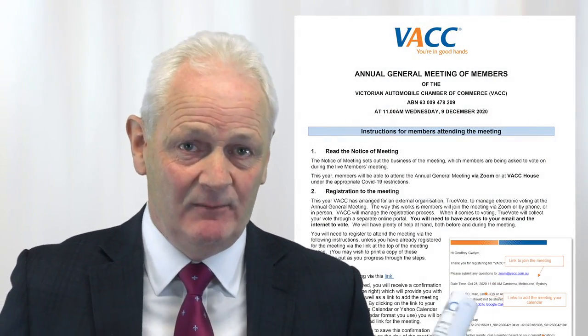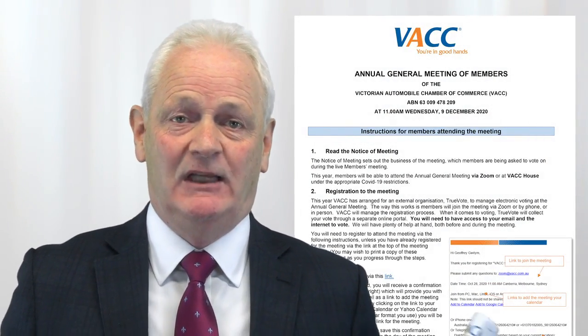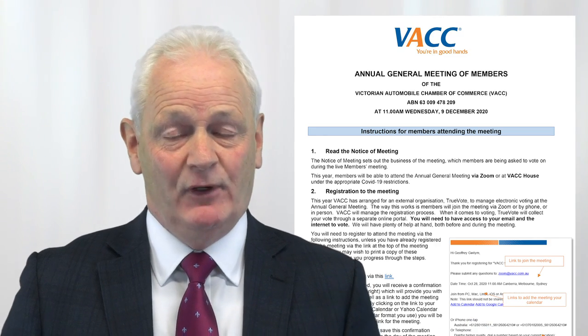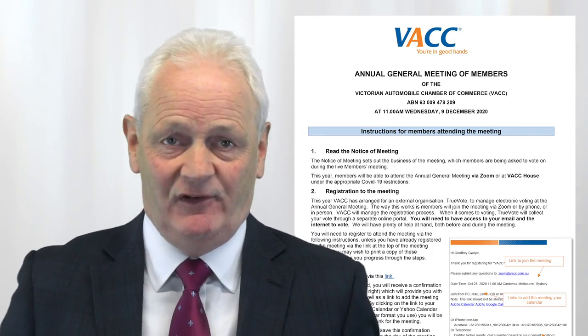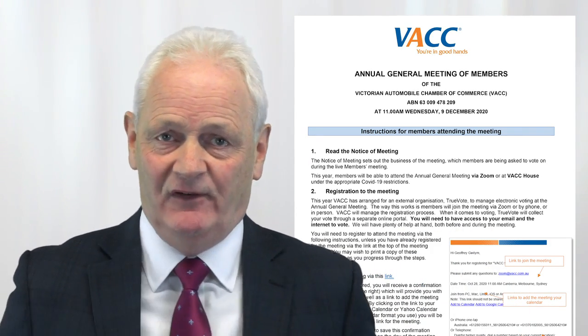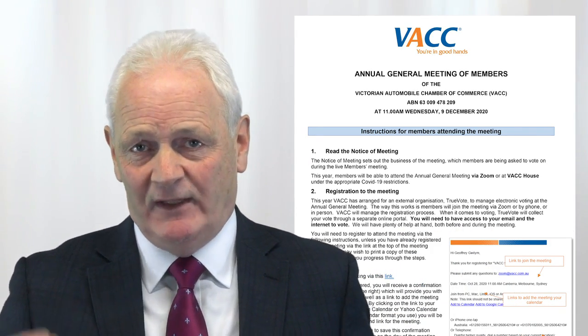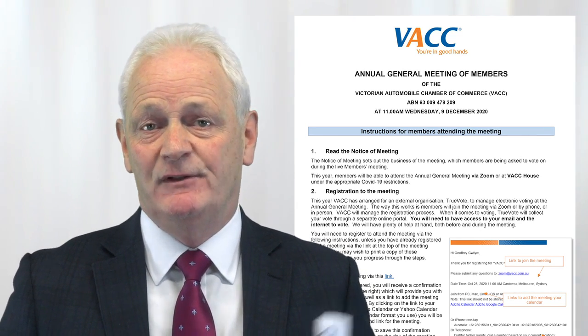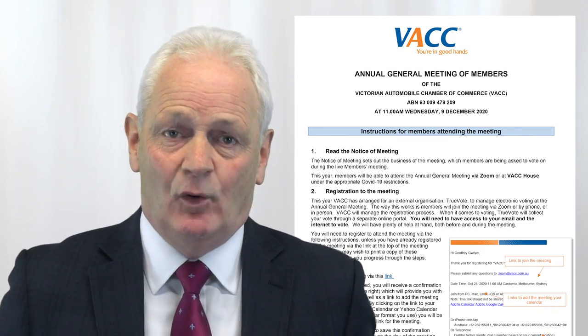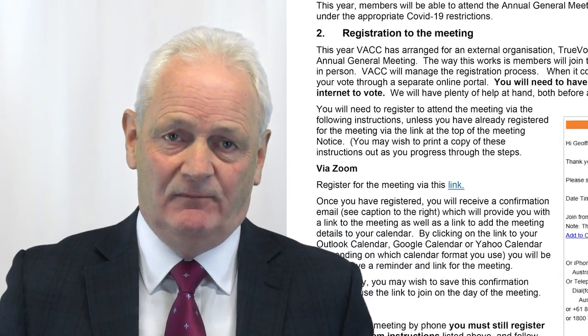So now I'm going to work through the instruction sheet that comes with the notice of the meeting that will help you connect to the meeting, and I'm going to point out some of the key prompts. You may want to print out the instruction sheet before you go any further, and it's available on the VACC website or via the bulletin that's been sent out. Step one is registering to attend the meeting, and this is done through a link at the bottom of the notice of the meeting or from the link in the instruction sheet.